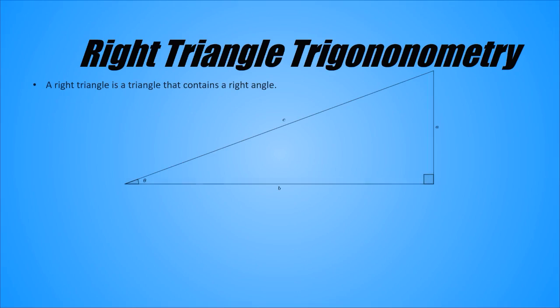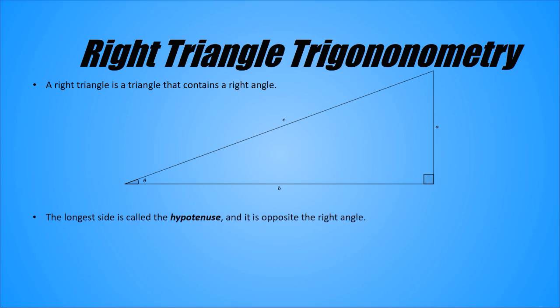So first, what's a right triangle? Well, it's a triangle that contains a right angle. And here's what a right triangle looks like. I've labeled the sides with the letters A, B, and C. I've labeled the right angle with that block symbol that I showed you in the first video. And I've labeled the angle in the left corner with the Greek letter theta. I didn't bother labeling the third angle because I won't need it for my discussion here today.